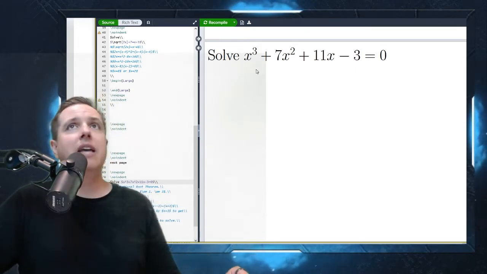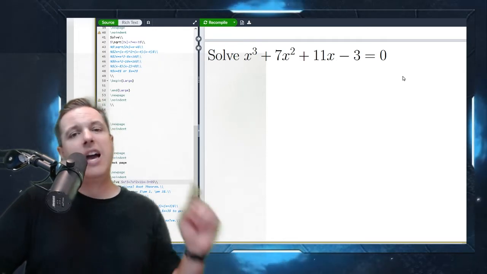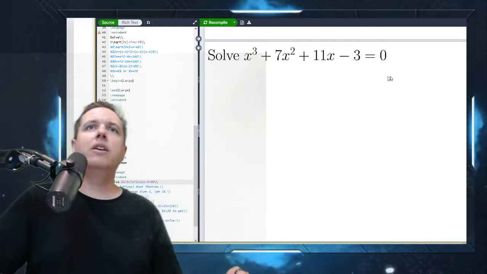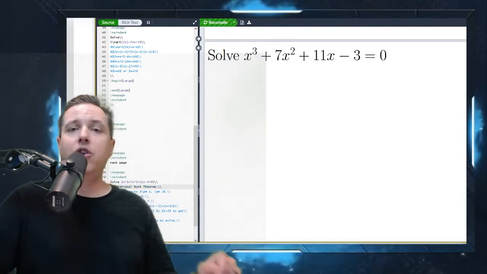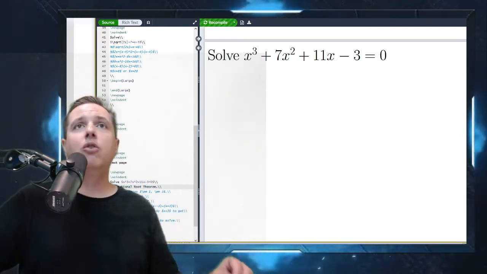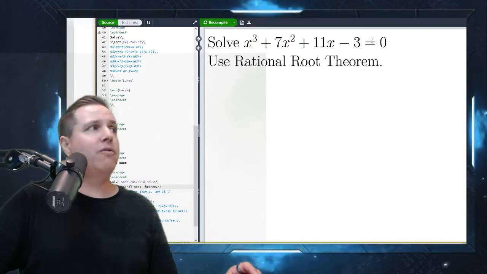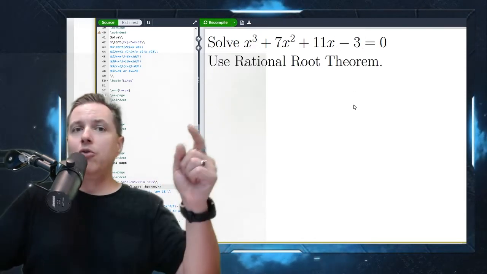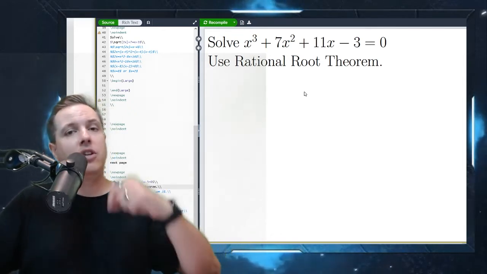So let's say we have this, x cubed plus 7x squared plus 11x minus 3 equals 0, and I want to solve that. Okay, so first thing I'm going to do is use that rational root theorem that we just talked about a moment ago. So that was that we were going to take the factors of 3 and put them in the numerator of a fraction, and we were going to take the factors of 1, which is our term on the x cubed term, so 1, and put those in the denominator.